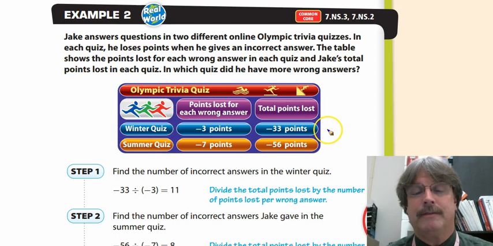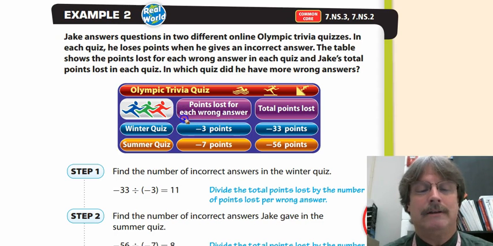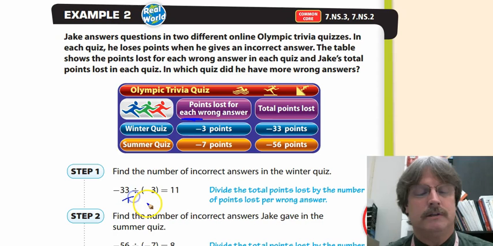So remember, we talked about that you're going to take your total, and then you're going to divide that either by the groups or the items. And in this case here, it says each wrong answer, right here, each, that's going to be your items, and then this is going to be the number of groups. You can't have negative 11 questions. Lost 33 points, you lose 3 points for each question. So a negative divided by negative, and you're going to get a positive answer.